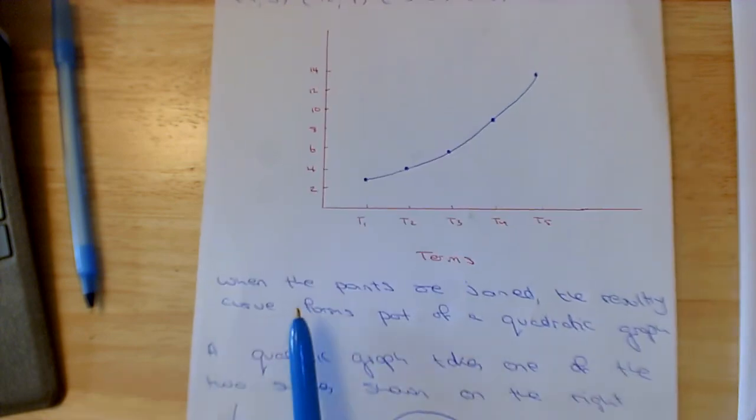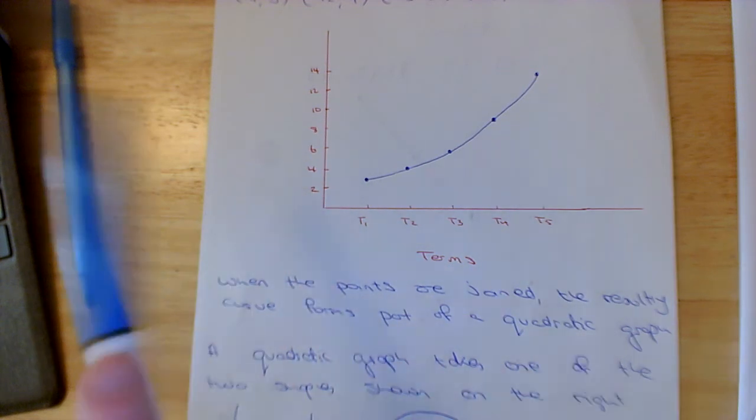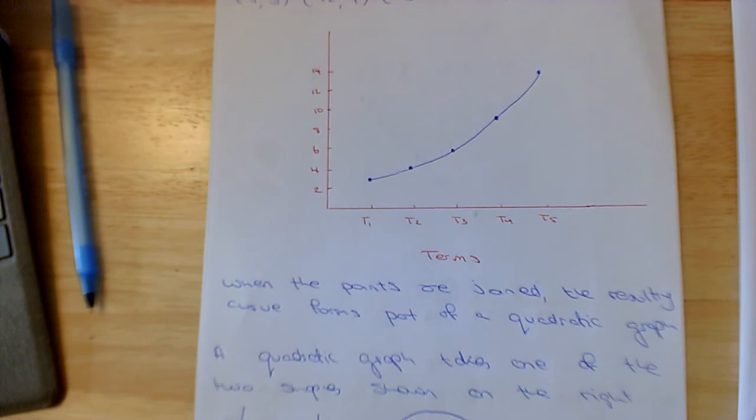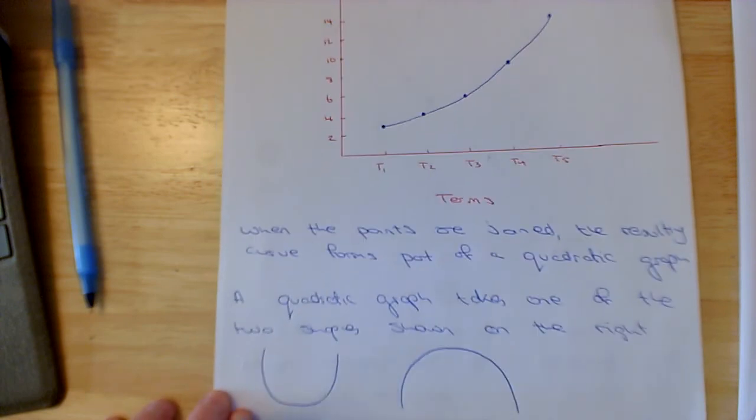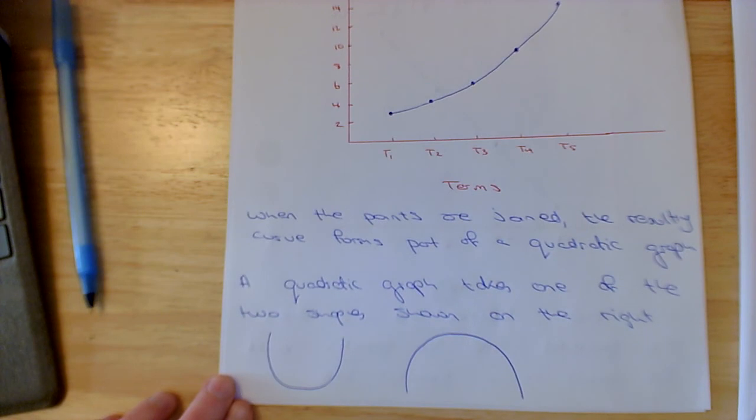So when the points are joined, the result is a curve forming a quadratic graph. A quadratic graph is going to be kind of like a little curve. A quadratic graph can take one of two shapes shown on the right. If the x squared term is positive, for example, we'd know it would be a happy graph. But if the x squared was negative, it would be a sad graph. Happy face, sad face.